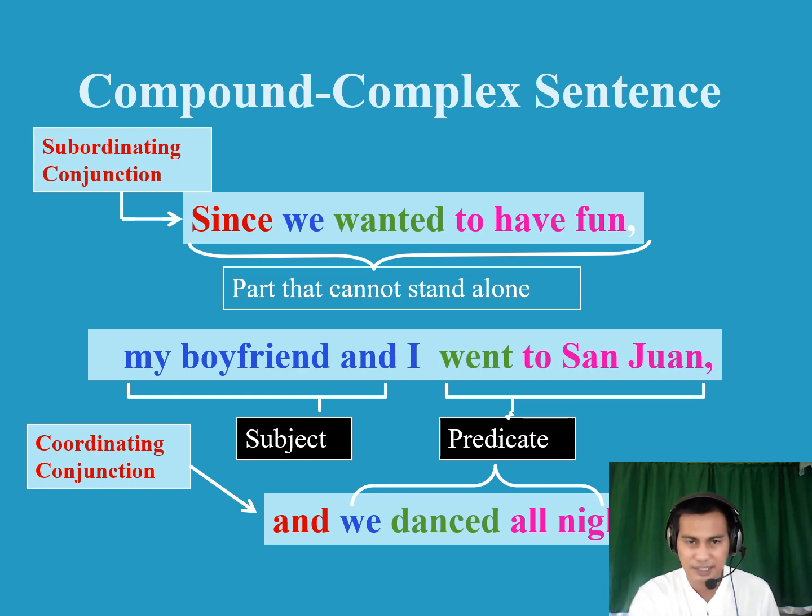This part actually is a compound sentence. My boyfriend and I went to San Juan and we danced all night. These two parts here, this is now the compound sentence, right? And then this part, because we added, since we wanted to have fun, this is now part of the complex sentence. This part here, complex. So that's why it's called the compound-complex sentence. It's a combination of the compound and complex sentence.